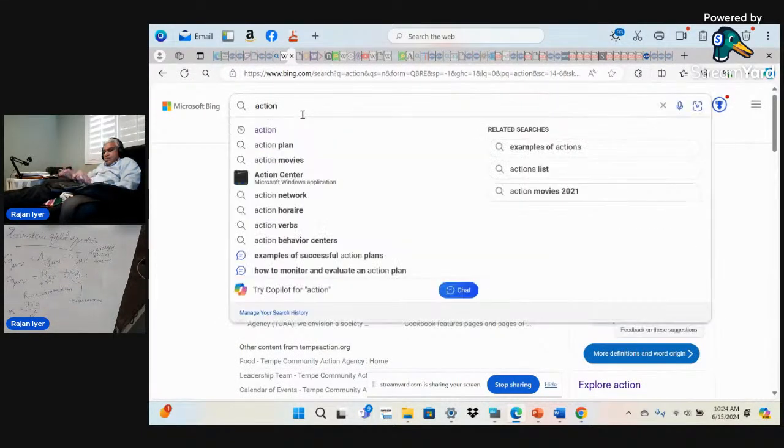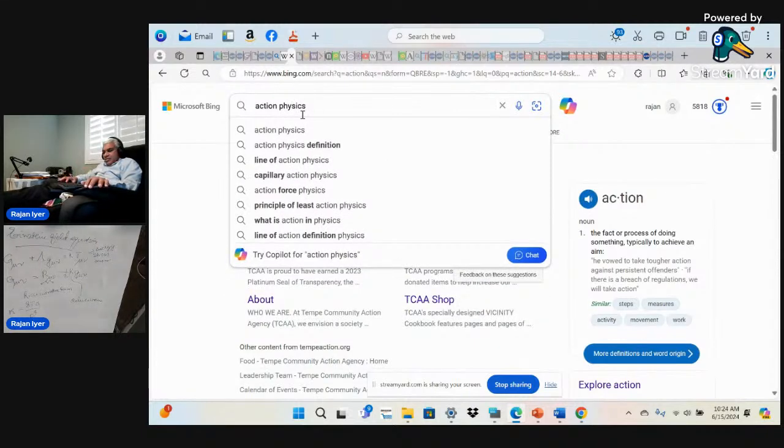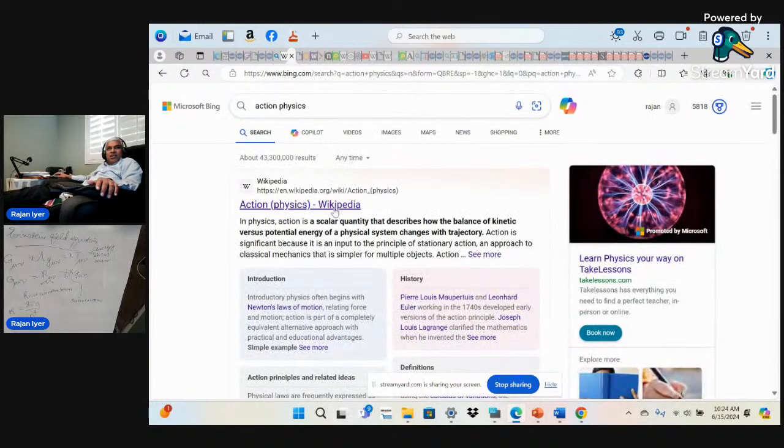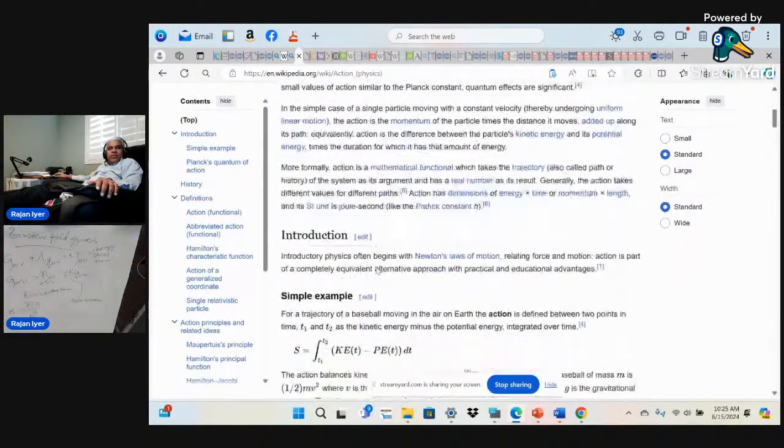Action physics. It would be a bit too general to just put the word action, wouldn't it? Yeah, it doesn't fill up. Okay, physics Wikipedia. Let's see what it does. Action is a scalar quantity that describes how the balance of kinetic versus potential energy of a physical system changes with trajectory. Yeah. So let's see an equation here.